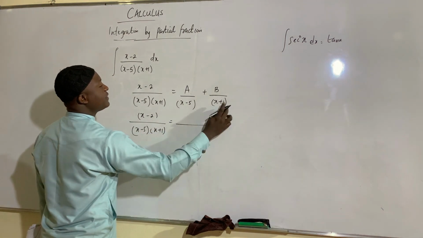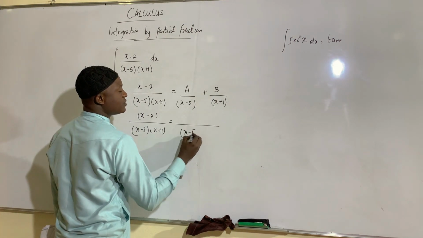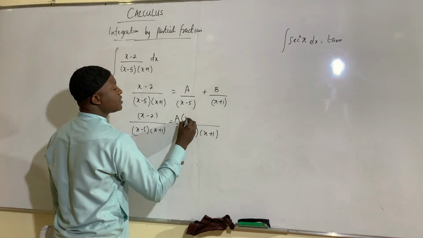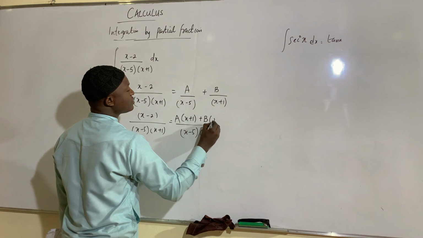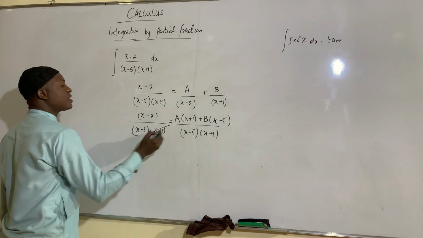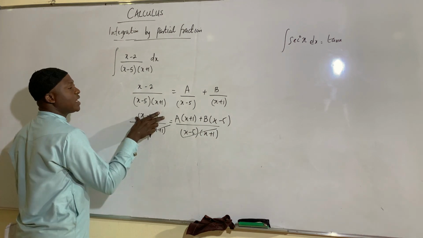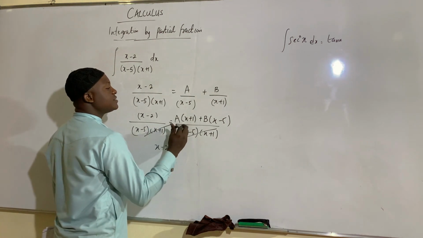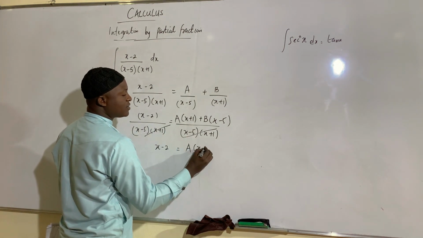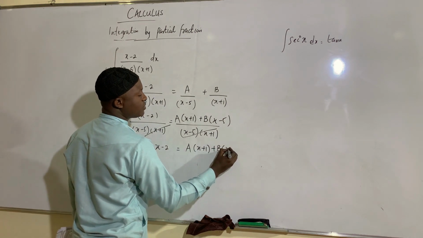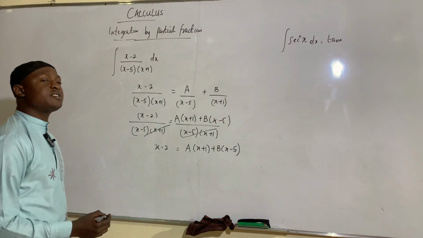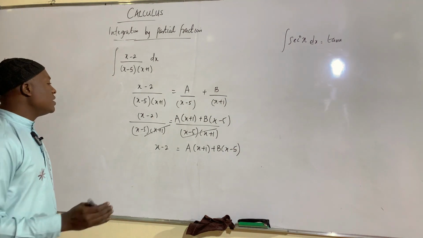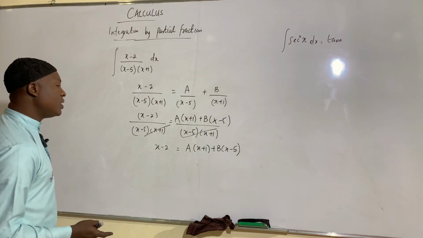Now, if I take the LCM of this one, it is x minus 5, x plus 1. So this for this, this for this. That is A bracket of x plus 1, B bracket of x minus 5. Now this can cancel this, right? What I have left here is x minus 2 is equal to A times x plus 1 plus B bracket of x minus 5. What is going to be the next step? I want to obtain A and B. I told you we cannot obtain the two of them at a time. You firstly find your A, then you let your B be 0.